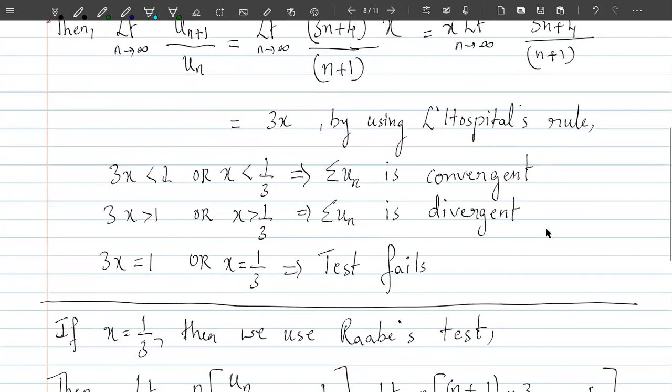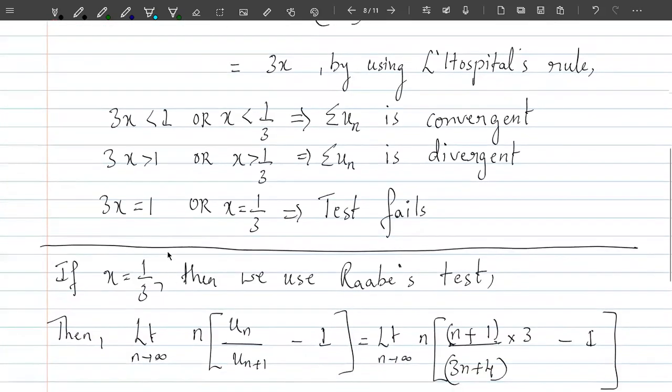Now here also we have 3 cases. If 3x is less than 1, that is, the value of this limit is less than 1, by ratio test we can say that summation un is convergent. If the value of this limit, that is 3x, is greater than 1, or if x is greater than 1 by 3, we can say that summation un is divergent.